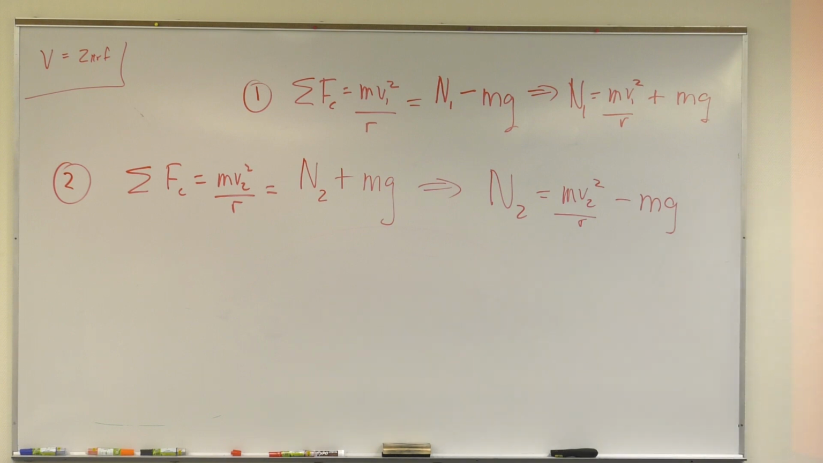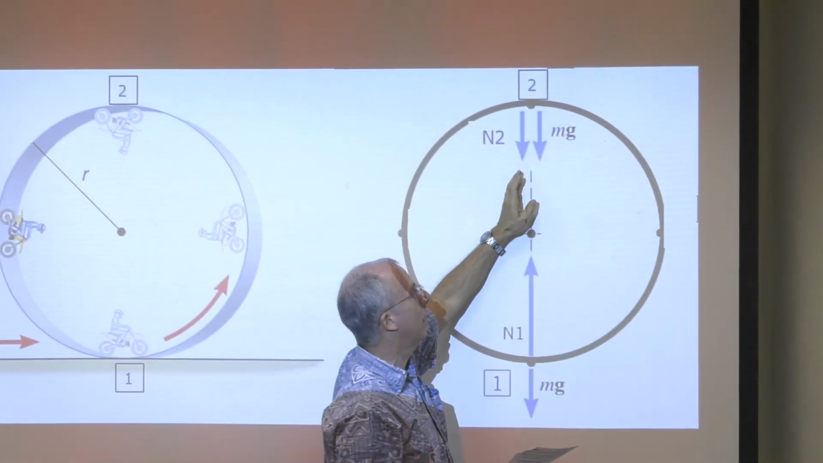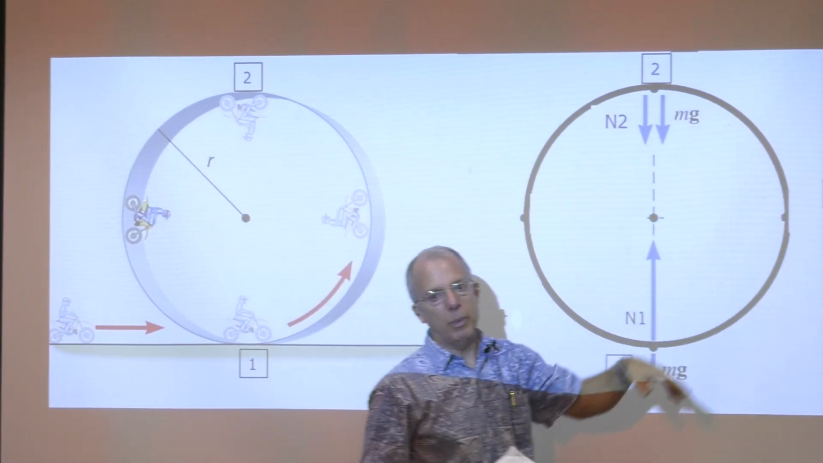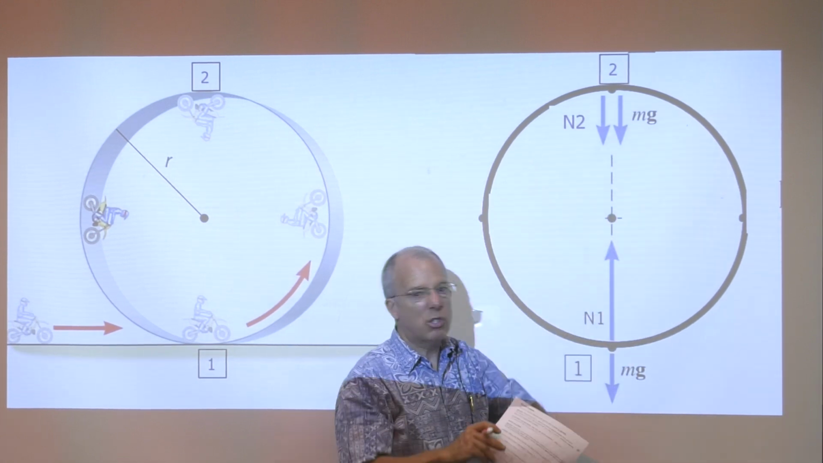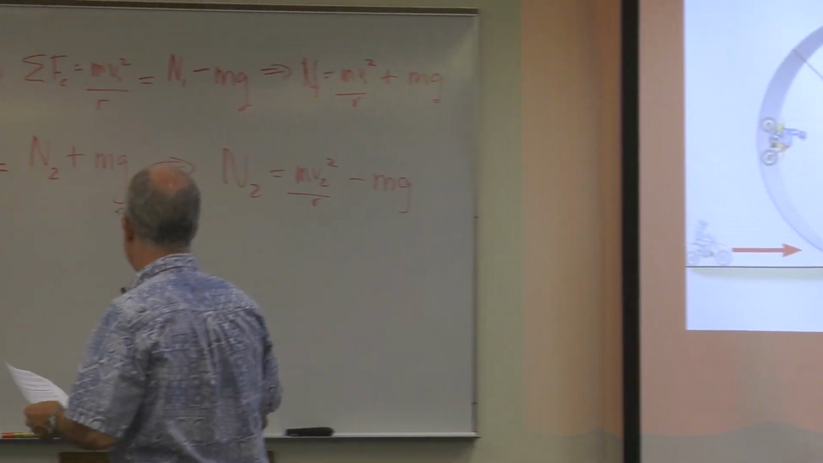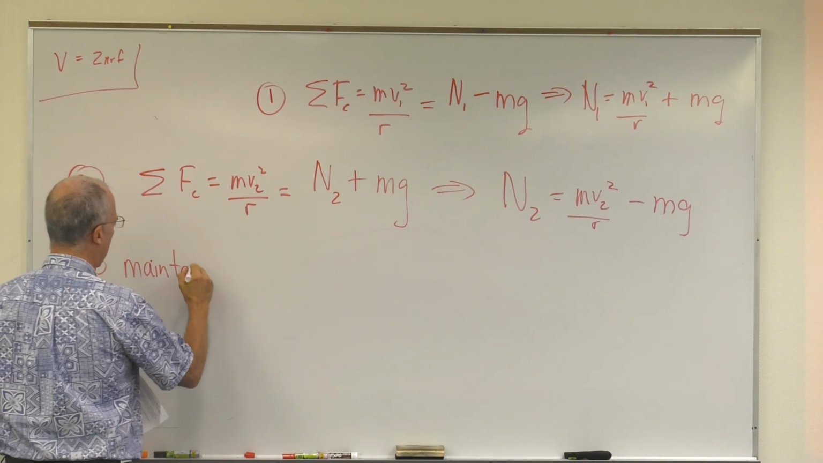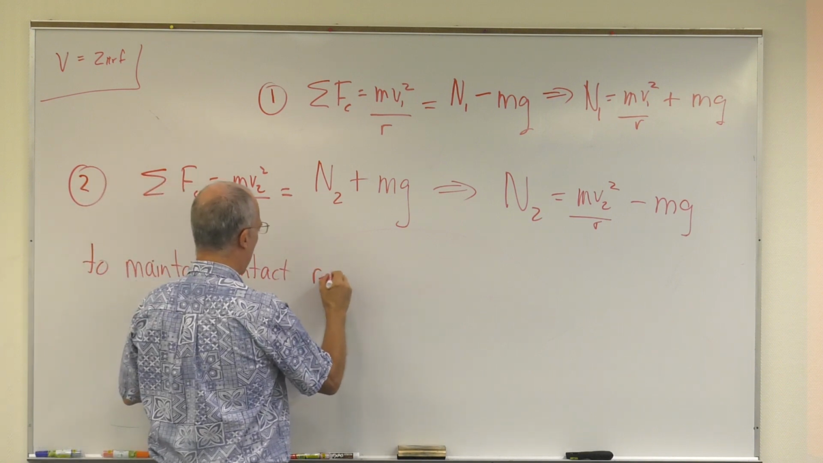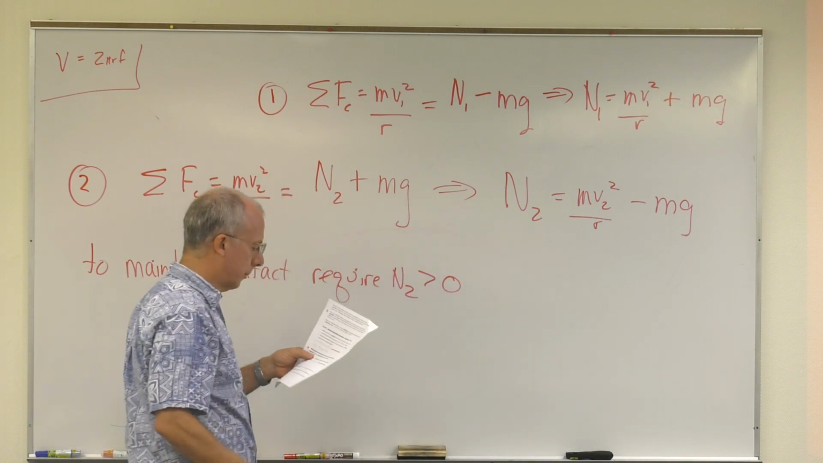Now here's the important thing. Like I said earlier, we want the tire of the motorcycle to maintain contact with the track. So that means we want N2 to be a positive number, right? What would happen if N2 were 0? Then there's no contact, which is not a good thing, right? So in order to maintain contact of the wheel with the track, we require N2 to be bigger than 0.